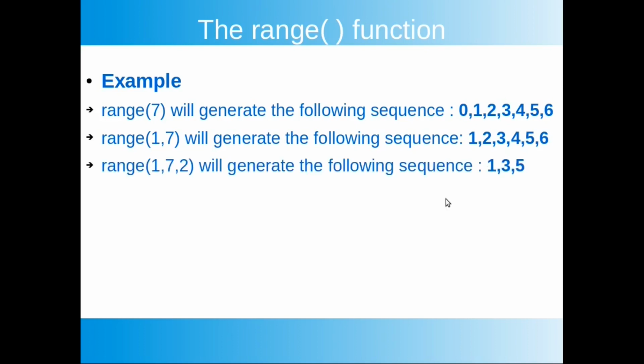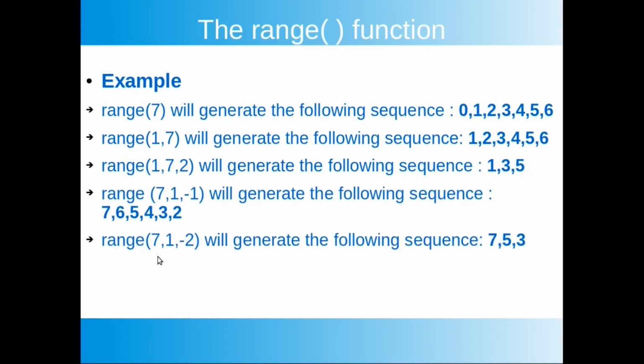Now let us take another example where we will give the upper limit, the lower limit and the step value. Here we have given the upper limit, which is 7, the lower limit, which is 1, and the step value, which is 2. Remember that the step value is just the difference between two consecutive numbers. Here the difference between 3 and 1 is 2, and the difference between 5 and 3 is 2. Therefore it will generate the following sequence: 1, 3 and 5.